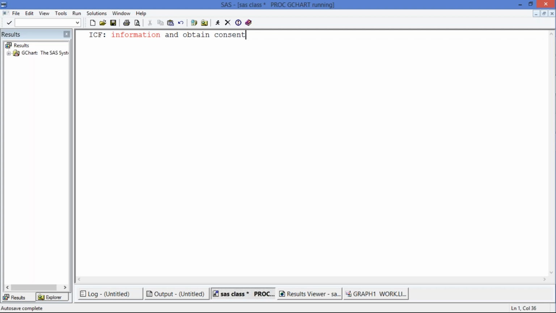That means explaining everything: risk, benefit, duration, study purpose, and all will be explained to the subject. Based on all this information, they will decide whether to participate or not. If they are willing to participate, they sign the informed consent form.